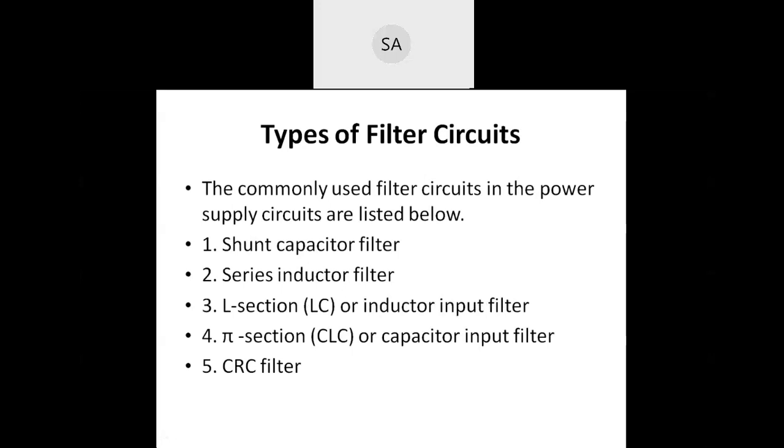Here I have to discuss the types of filter circuits. The commonly used filter circuits in power supply circuits are listed below. The first one is the shunt capacitor filter. The second one is the series inductor filter. The third one is the L section LC or inductor input filter. And the fourth one is the pi section CLC or capacitor input filter, and the CRC filter. These are the different types of filter circuits we use to remove the AC component.